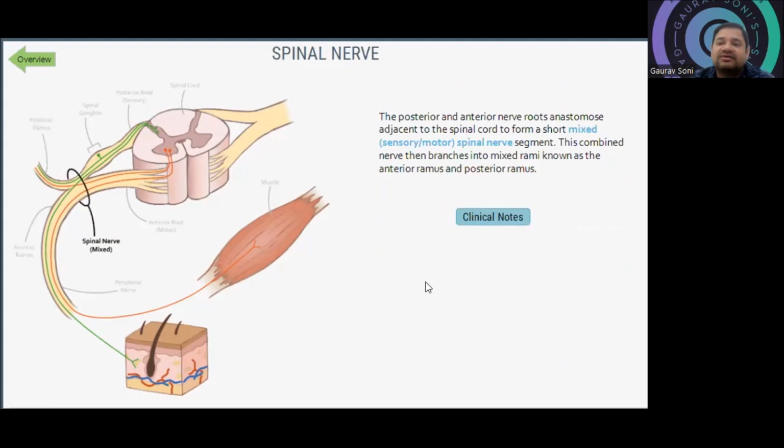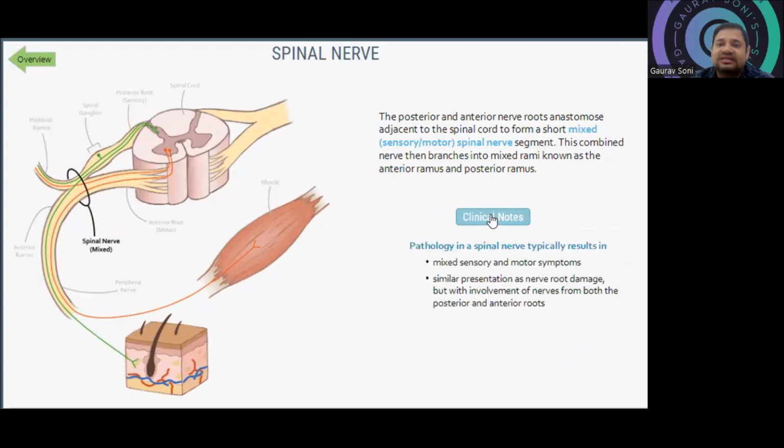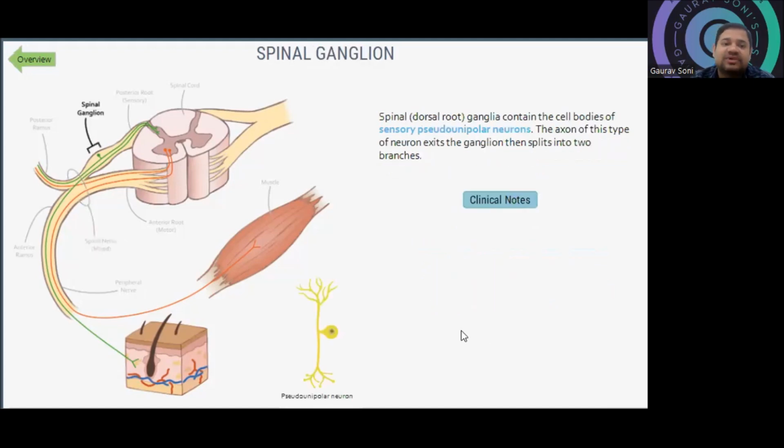Now talking about the spinal nerve, when the posterior and anterior nerve roots combine adjacent to the spinal cord, they form a mixed spinal nerve. So remember, spinal nerves are always mixed type. These combined nerves then branch into the mixed rami known as the anterior ramus and posterior ramus. This whole thing is called the spinal nerve. Pathology results in mixed symptoms, a presentation similar to nerve root damage, but with involvement of nerves from both the posterior and anterior parts. Wherever the nerve supply is, there will be some pathological symptoms.